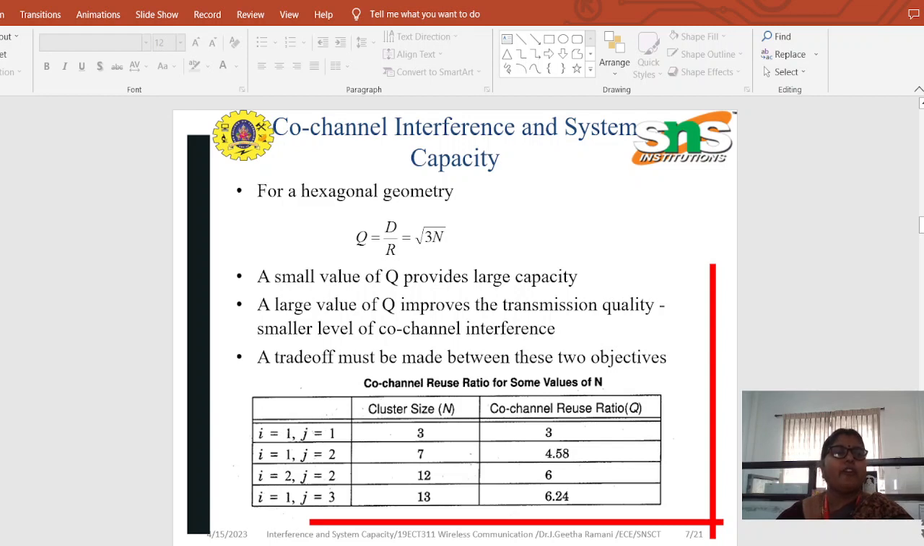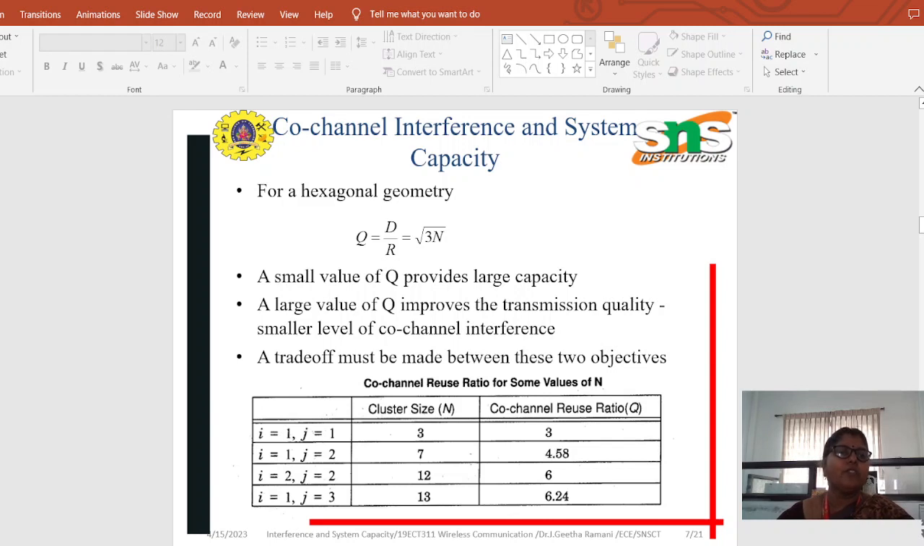As we know, we are following a hexagonal geometry for a cellular architecture where Q is equal to D by R, which is equal to root of 3N. Suppose you choose this Q value to be small, it provides a higher capacity, that is, a larger capacity could be obtained by keeping Q small, but a large value of Q will improve the transmission quality. So we always need a better transmission quality as well as a larger capacity. Both factors are very important.